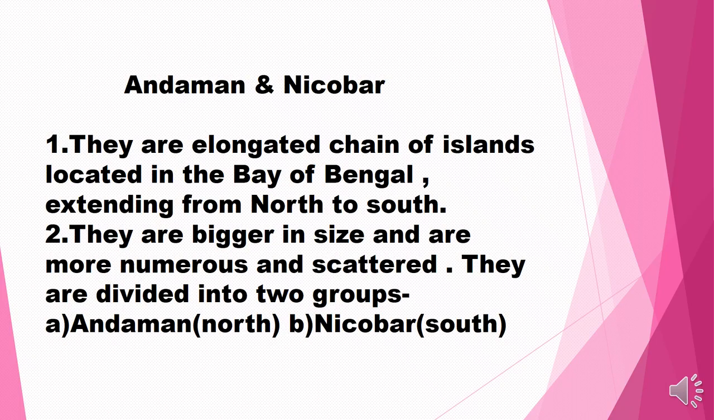Andaman and Nicobar are divided into two sections. The northern part is called Andaman, and the southern part is called Nicobar. This area is covered by thick forest because of the equatorial climate. So the Andaman and Nicobar islands are big in size.